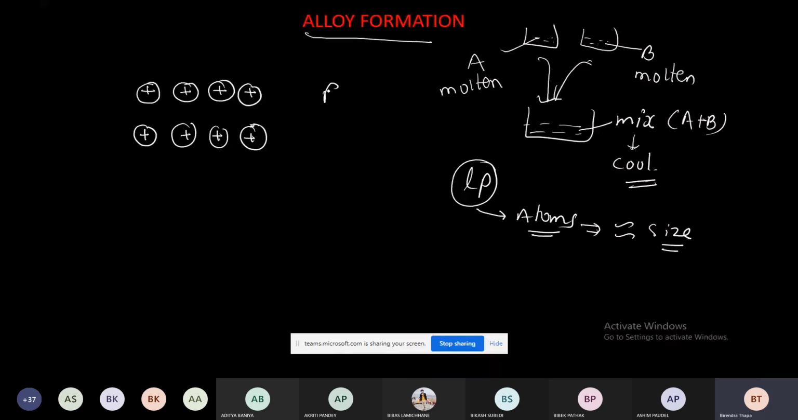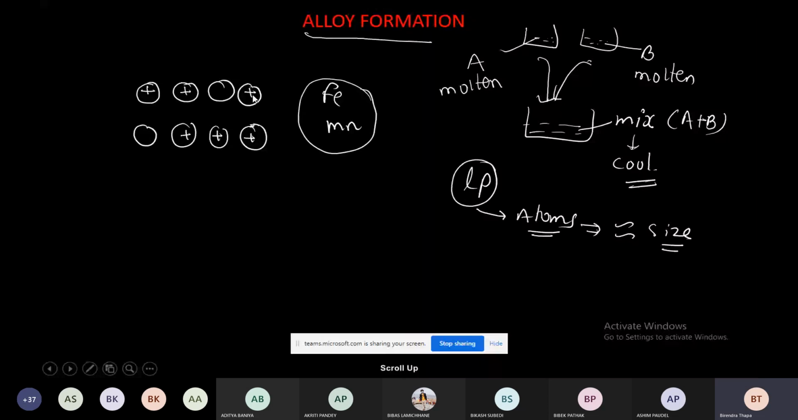So suppose this plus is the lattice point of iron. Somewhere this iron is replaced by atoms of manganese. Suppose here comes manganese, so that an alloy is formed. This is the process of alloy formation.